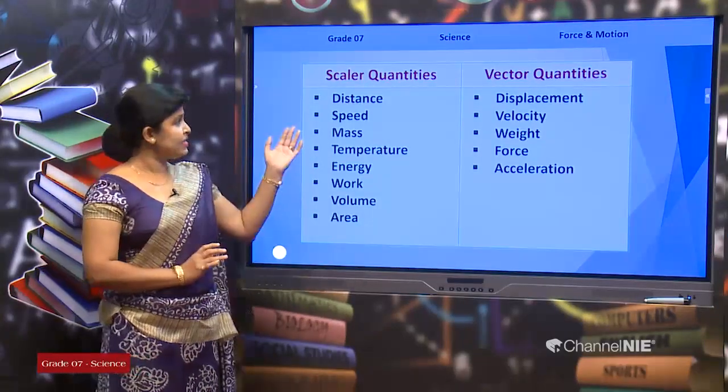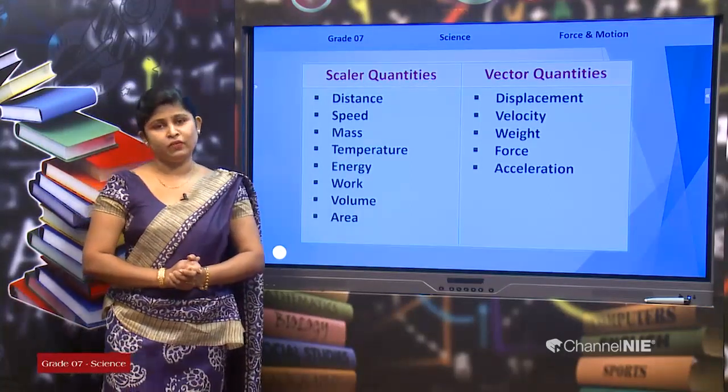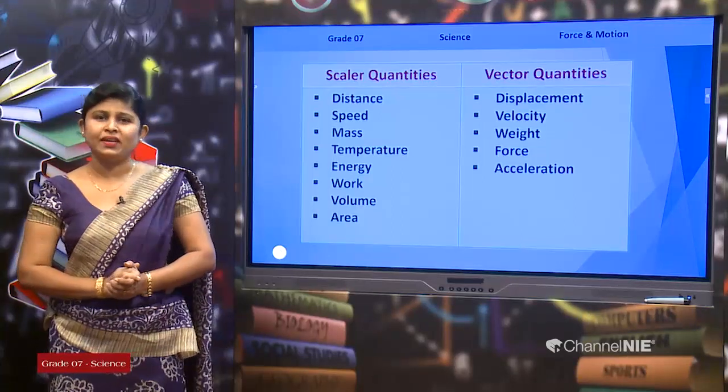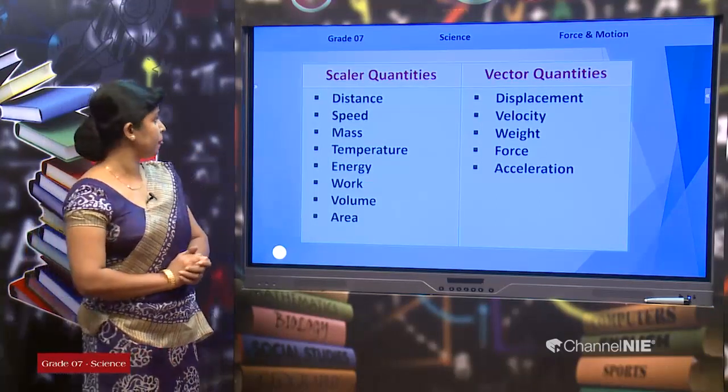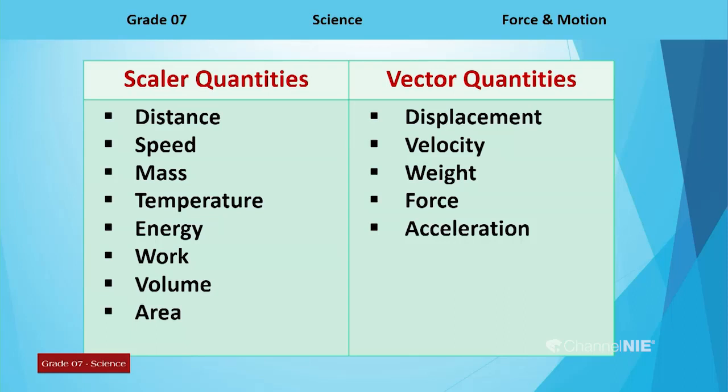My dear children, here are some examples for scalar quantities and vector quantities. Then you can check whether these quantities have a definite direction or not. Here are the examples for scalar quantities. Shall we read them? Okay. Distance, speed, mass, temperature, energy, work, volume and area. Then you can understand that the quantities given in the first column of the table have only a magnitude. They haven't got a definite direction.